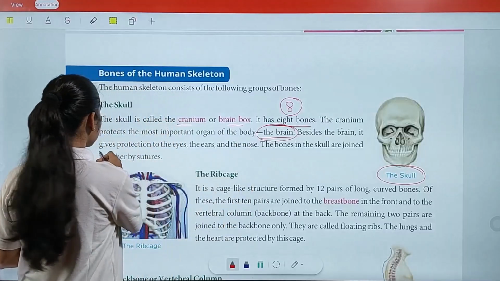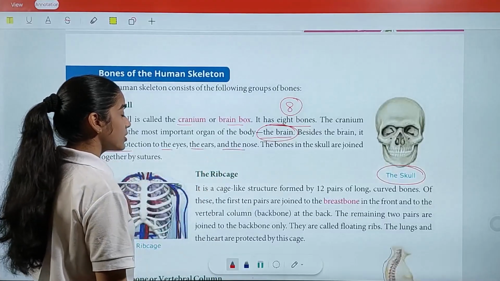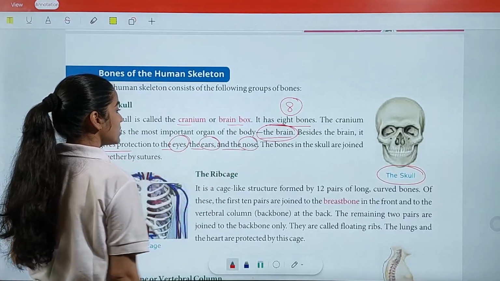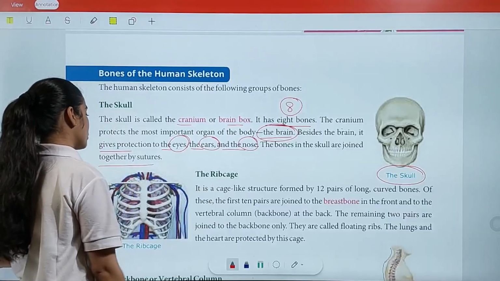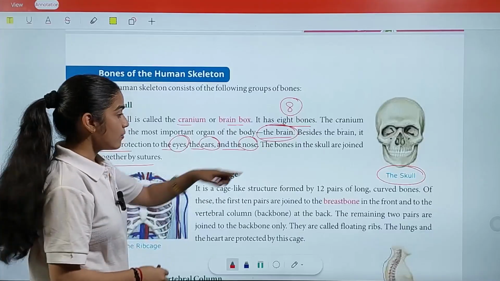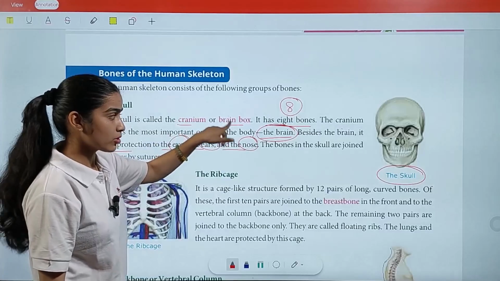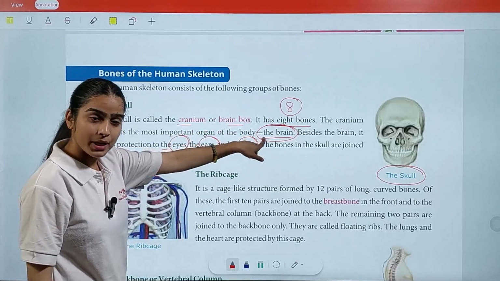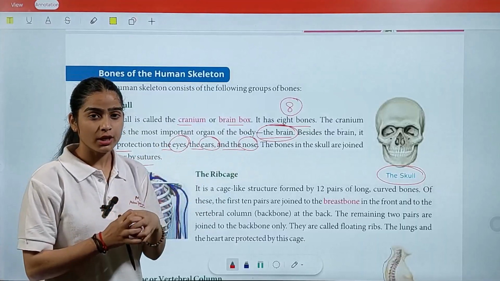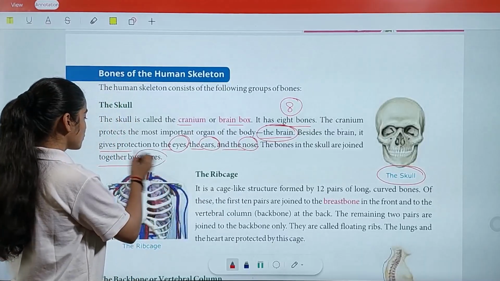Besides the brain, the skull gives protection to the eyes, the ears, and the nose. The bones in the skull are joined together by sutures. So what do we understand? First we have the skull. We call it the cranium as well as the brain box. This skull helps us to protect our brain, eyes, ears, and nose. The bones in the skull are joined together with the help of sutures only.